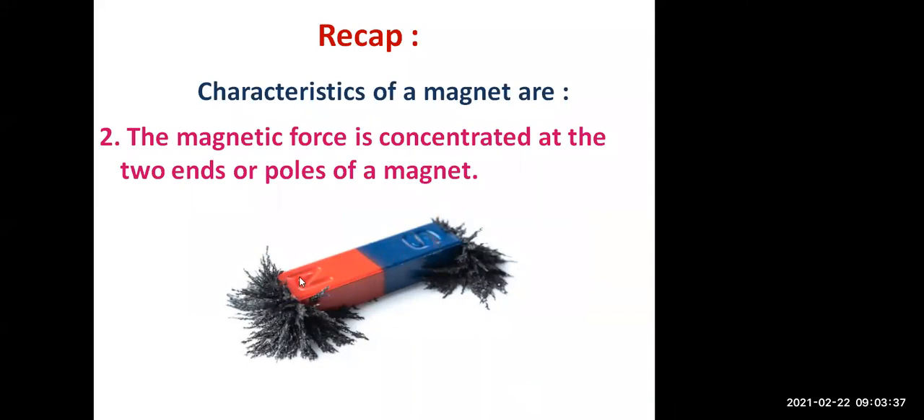If you have done the experiment in the previous session, you can see that the iron filings get attracted to the two ends of the magnet. At the center, very few iron filings get attracted. This shows that the magnetic force is concentrated at the two poles of a magnet.